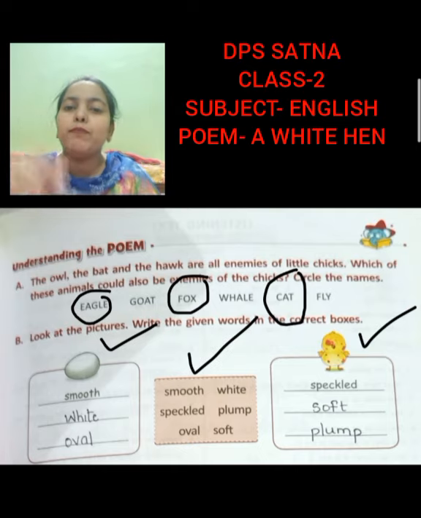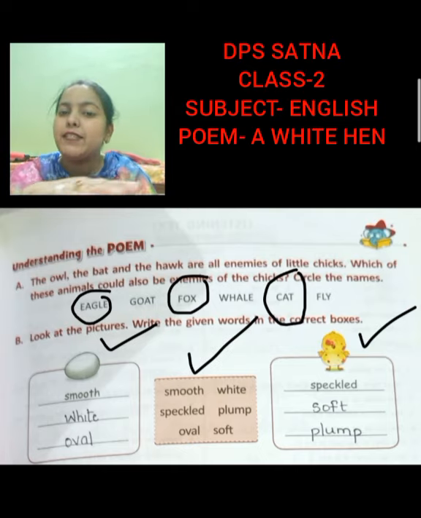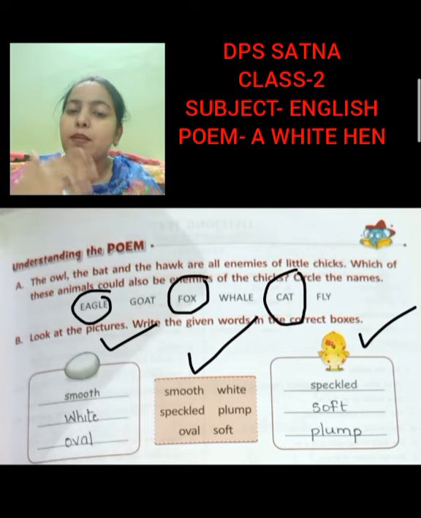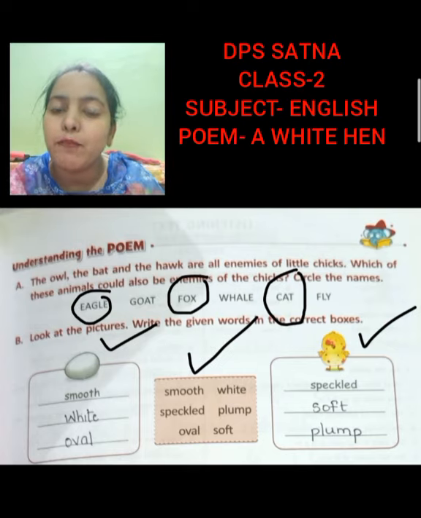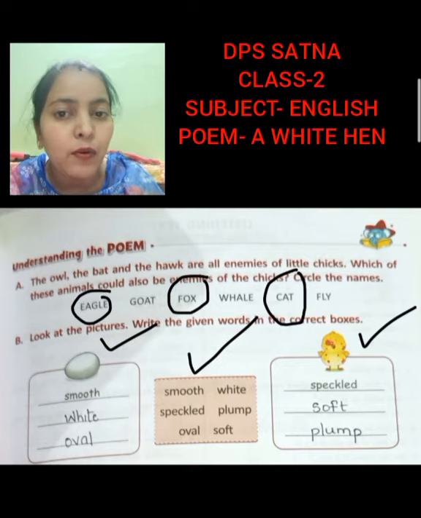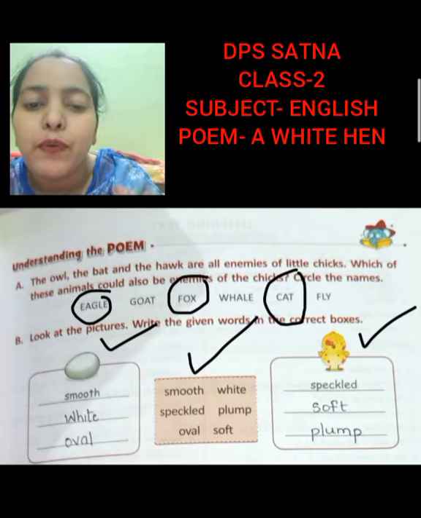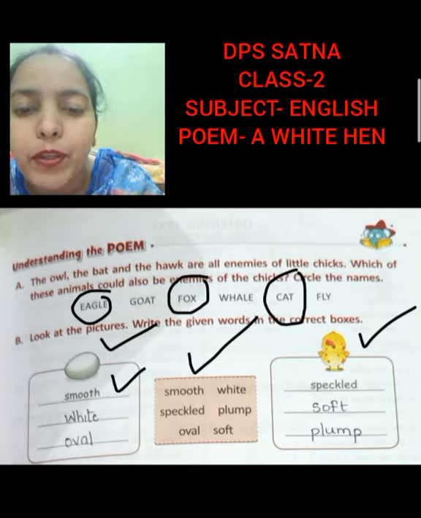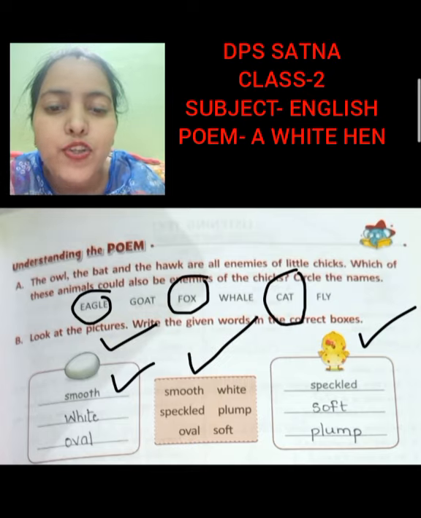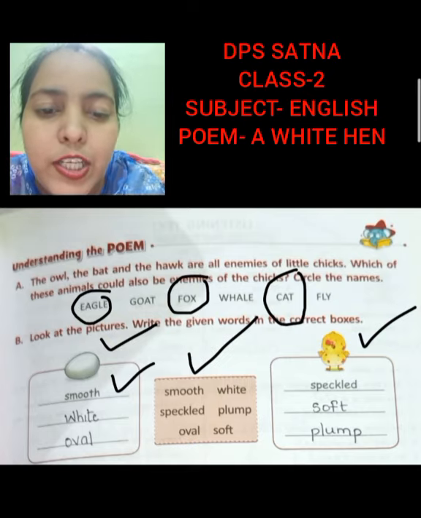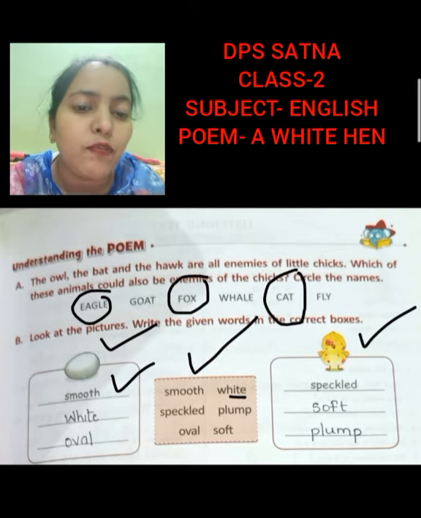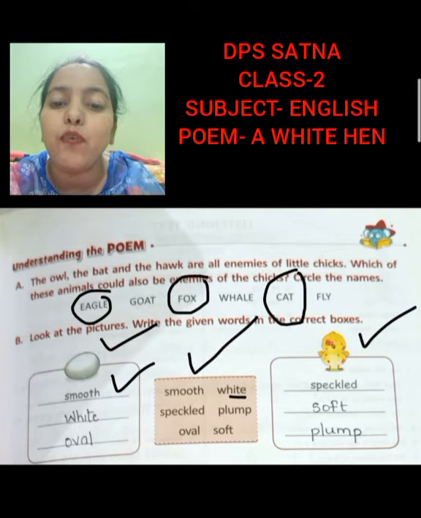So the word will be replied, replied. Now the second word is worry. So we have to remove the letter y, the last letter y, and we have to add ied. So the word will be worried. W-O-R-R-I-E-D, worried. Now the third word is copy. Again, we have to remove the last letter Y and we have to add IED. So it will be copied.